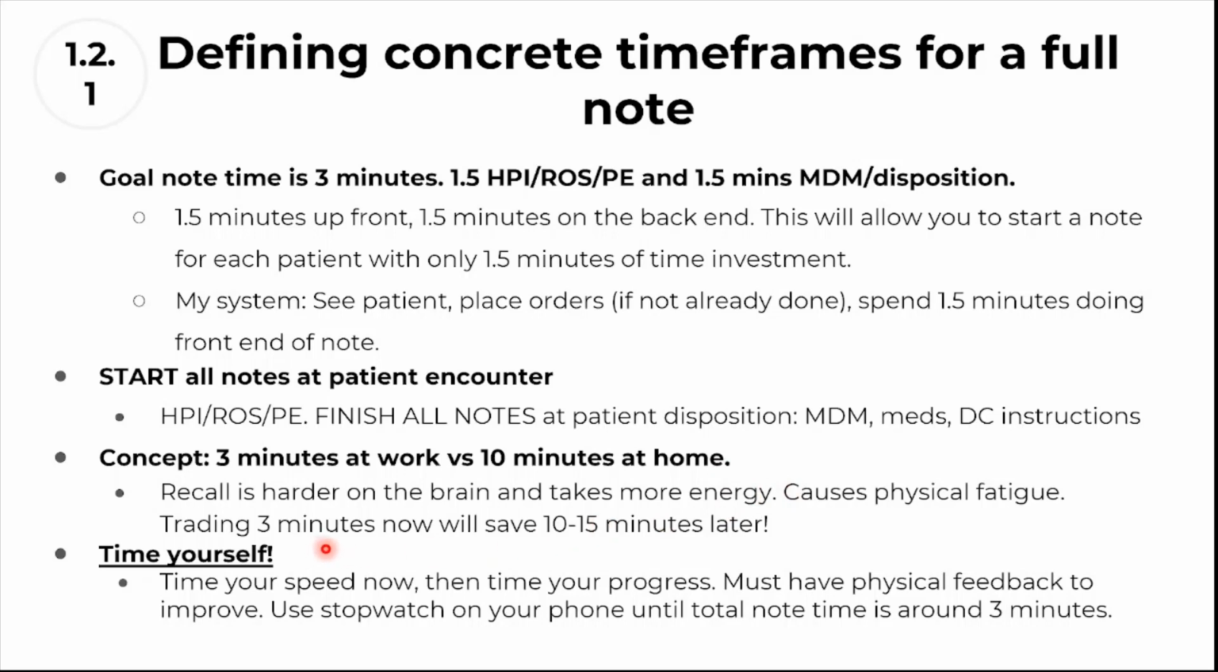Okay. Another critical thing is you must time yourself. Time your speed for a note now. Take your phone or any other device, if your watch has a stopwatch on it, and time your note as you write it, and see where you are during your shift on your note times. This should not take you any extra time. It's not that much, but you need physical feedback to improve. So use a stopwatch on your phone until your total note time is around 3 minutes. And this is going to be very critical. Please just make sure to be aware of this. Time yourself. I'm going to re-emphasize this later.